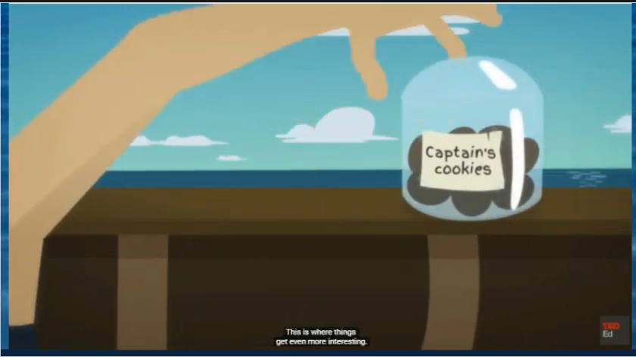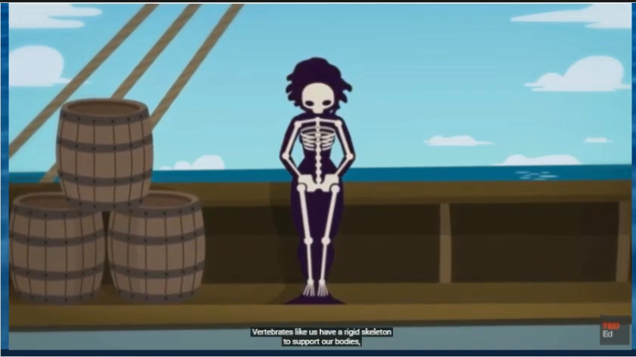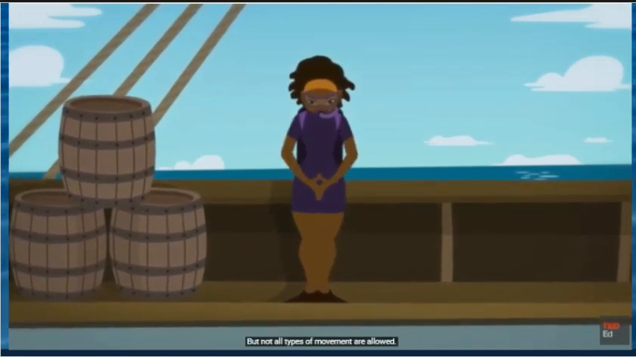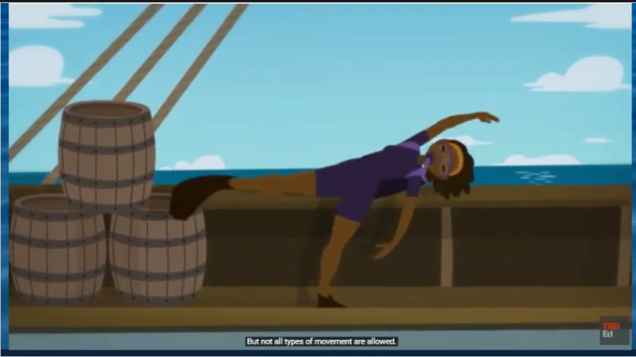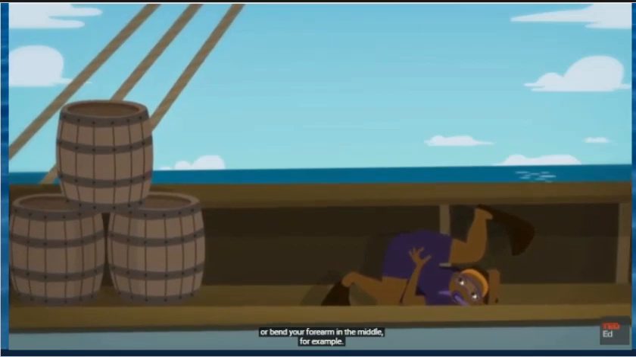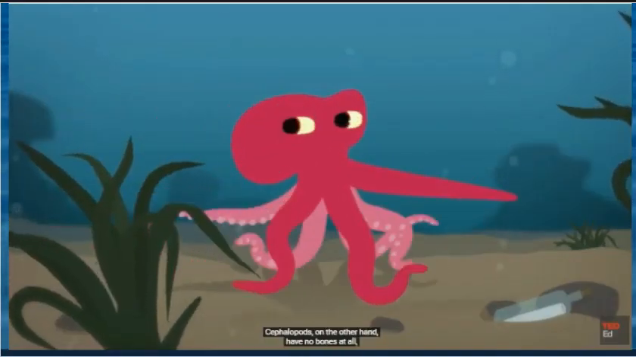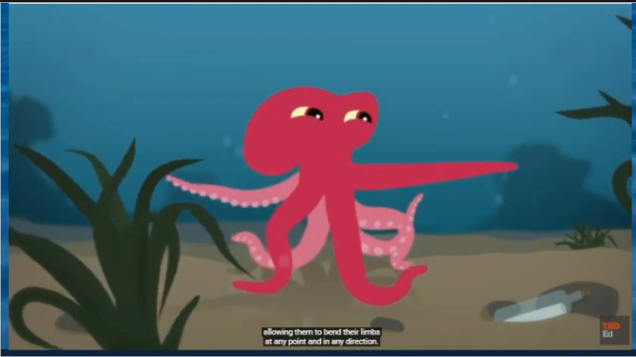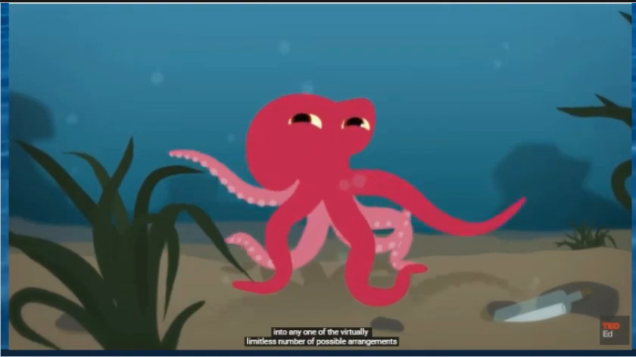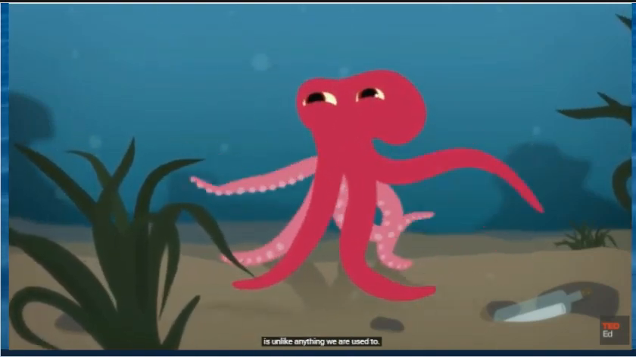This is where things get even more interesting. Vertebrates like us have a rigid skeleton to support our bodies, with joints that allow us to move. But not all types of movement are allowed. You can't bend your knee backwards, or bend your forearm in the middle, for example. Cephalopods, on the other hand, have no bones at all, allowing them to bend their limbs at any point and in any direction. So shaping their tentacles into any one of the virtually limitless number of possible arrangements is unlike anything we're used to.